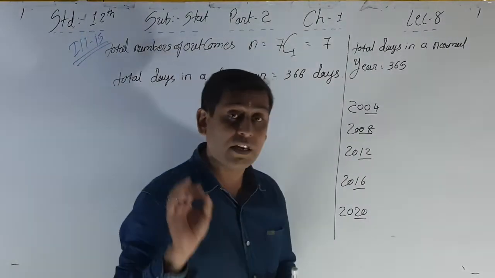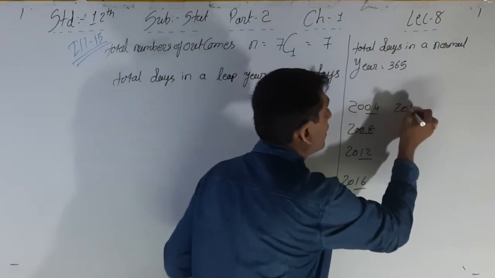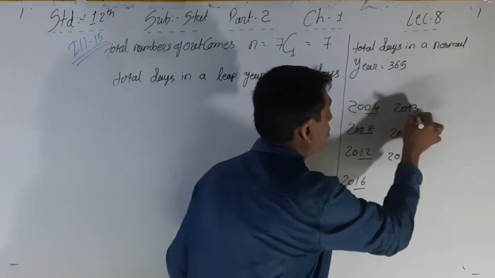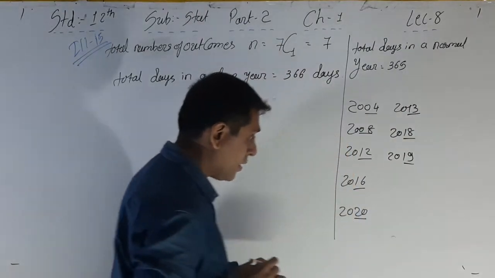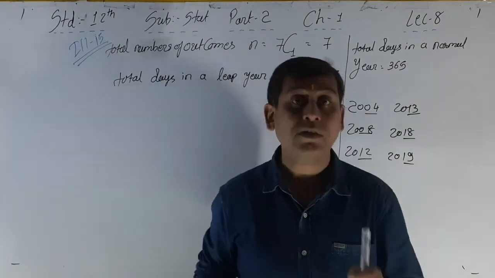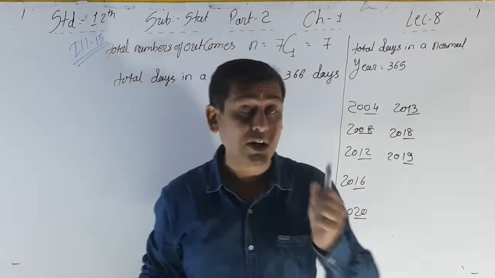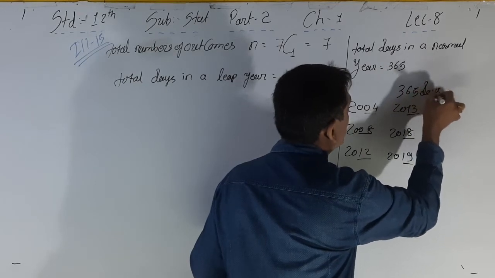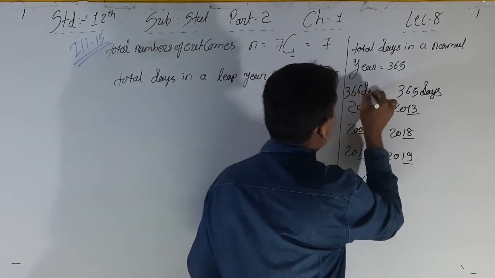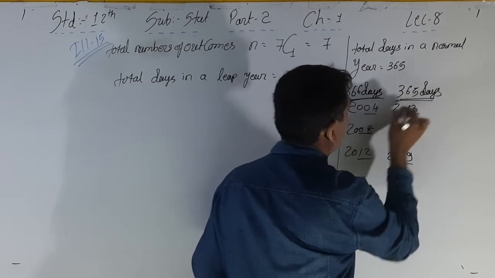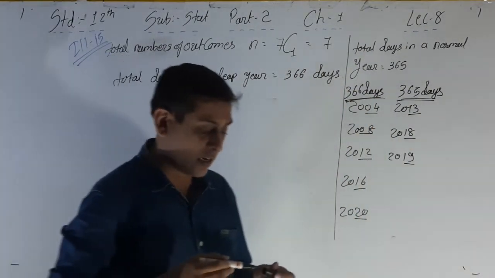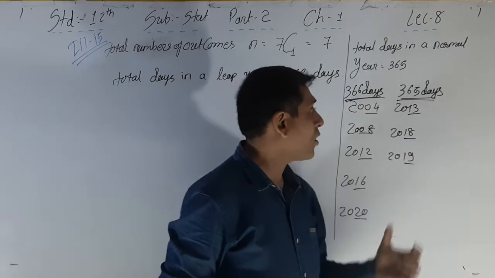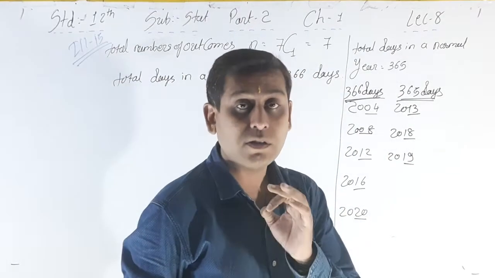And if the answer is a fraction, for 2013, for 2018, 2019, last two digits divided by 4 and the answer is a fraction, that means it is a normal year, with 365 days, and here 366 days, compulsory. In these 5 years, the total number of days in a year is 366. Here the total number of days in this year is 365.